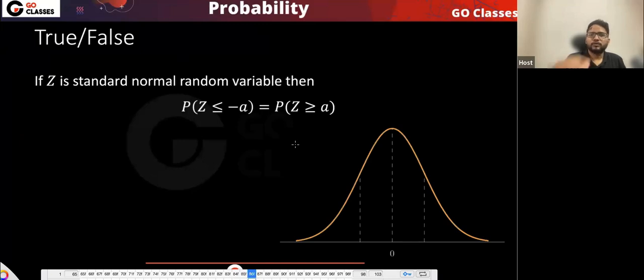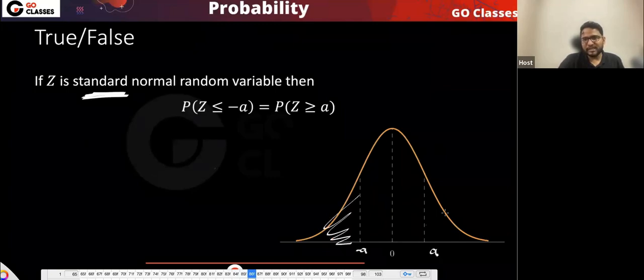Okay. So tell me whether it is true or false. If Z is a standard normal distribution, standard means it is symmetric over the mean. All normal distributions are symmetric over the mean, but if it is standard, it will be symmetric over 0. So they are asking Z less than or equal to minus 8. This is minus 8. This is plus 8. Since it is symmetric, this area and this area are actually the same. So this is true.